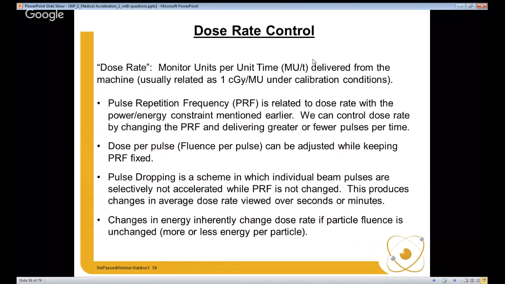Now, we talked about how we control energy when we were considering Linacs and accelerating structures. So now we're going to talk about dose rate control. In order to get a beam out of my accelerator, I need 2 things present in the accelerator at the same time. I need some electrons, and I need an accelerating potential in the form of that short burst of electromagnetic energy.